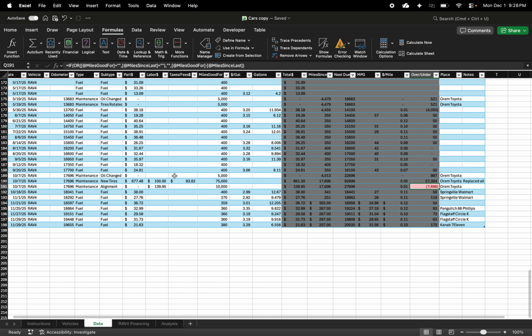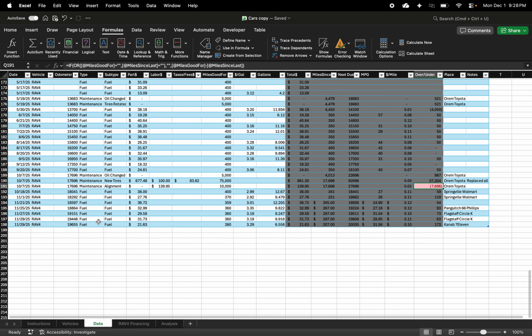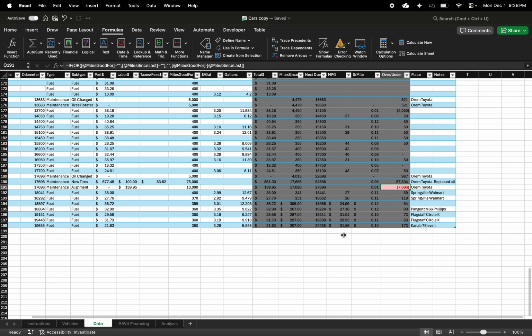And then on this page, I have all of the data. So every time I get gas, I log it here, and I also keep track of maintenance and oil changes. And I put in the costs. If it's gas, I include dollars per gallon and the gallons I fill it up with, so I can keep track of that. And I keep track of the total costs, the next due miles, and the dollars per mile and miles per gallon and stuff like that.